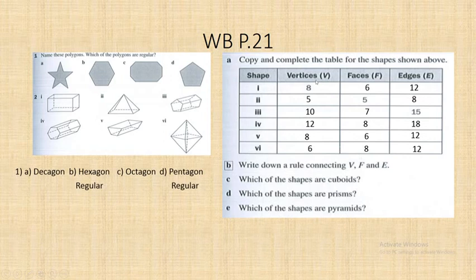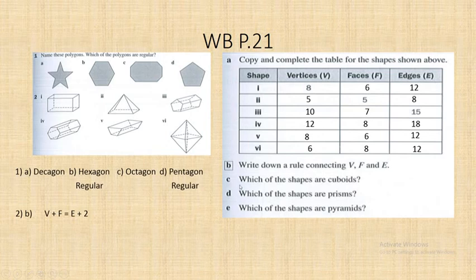So here, if you add the number of vertices plus the number of faces, you will find that in every shape, it's bigger than the number of edges by 2. So I can say that V plus F, vertices plus faces, equals edges plus 2. So if you find the number of vertices plus the number of faces, it's going to be equal to the number of edges plus 2. So this is the rule connecting vertices, faces, and edges.